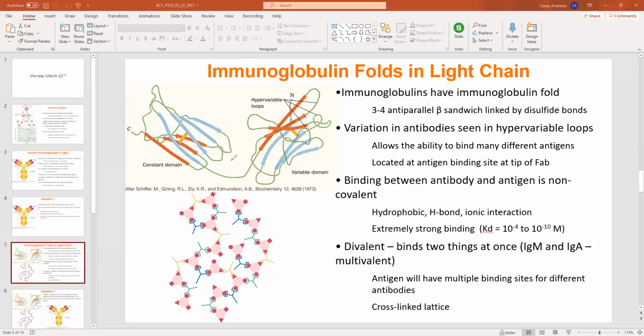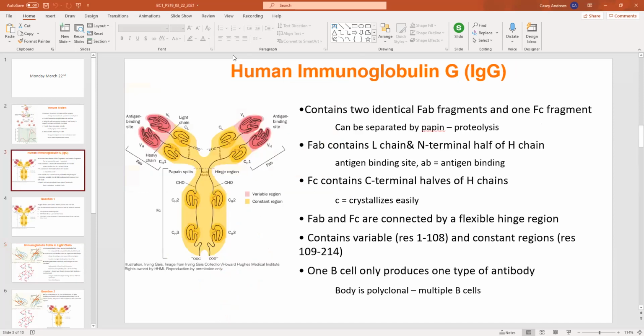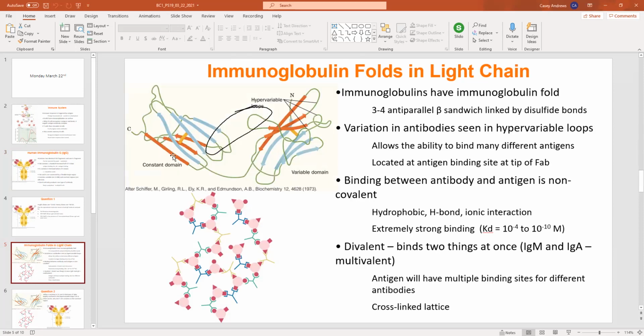Let me go back to this slide. We're zoomed in on the light chain when we're looking at the Ig folds, so keep that in mind. That's what we're looking at in this picture, with the C-terminus and N-terminus. So yes, it is made out of Ig folds where we bind. That is a true statement.